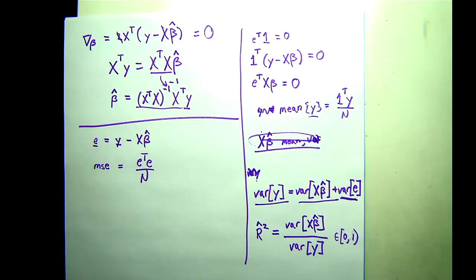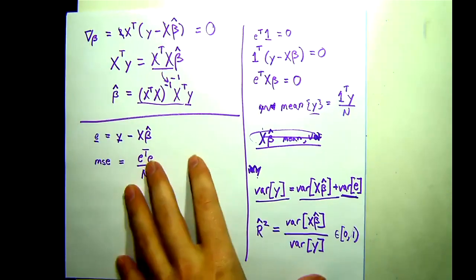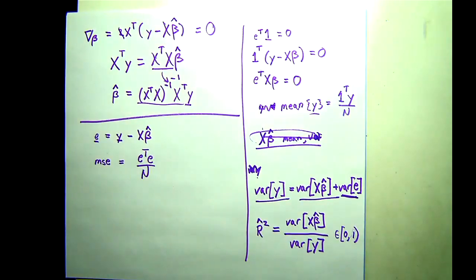Okay, cool. So this is useful because it is unitless. That is important. Now we can look at different regressions on different data sets, and we can say this was a pretty good fit, this was a very poor fit.